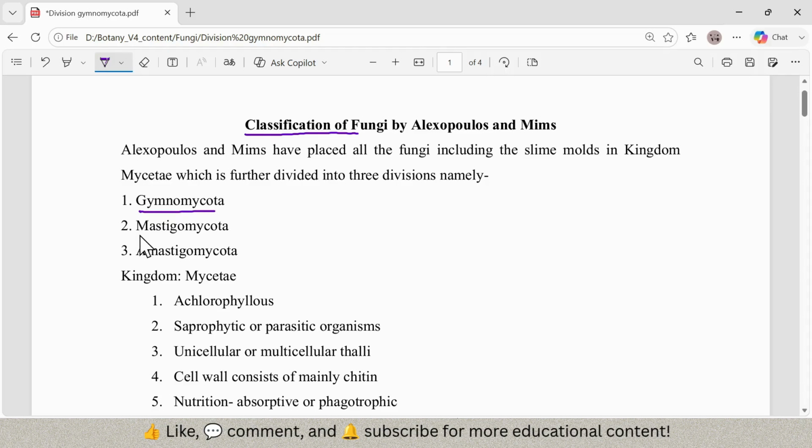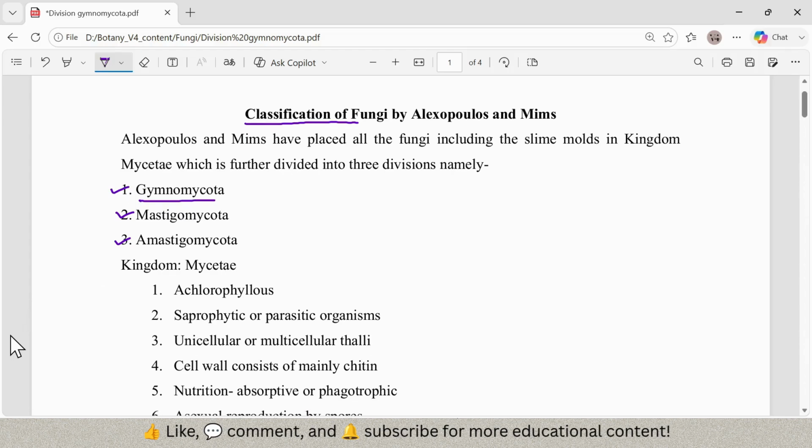Fungi are placed in a kingdom called Mycetae and they have some unique characteristics. Let's begin with the basics. All fungi, including slime molds, are placed in the kingdom Mycetae, which is further divided into three divisions: Gymnomycota, Mastigomycota, and Amastigomycota. Now, what makes these fungi special? Let's understand each characteristic one by one.